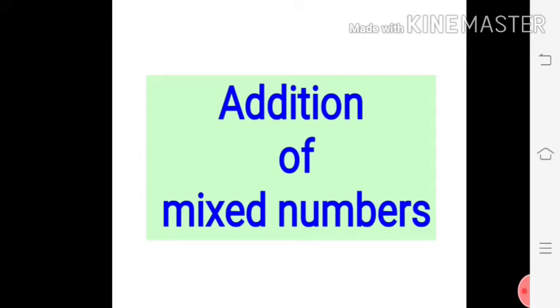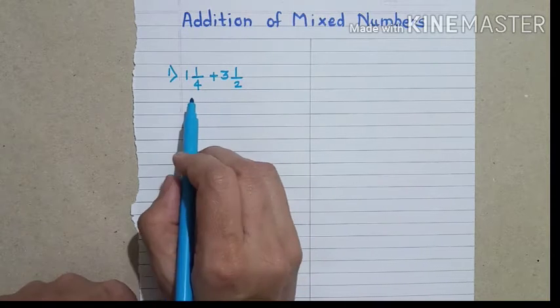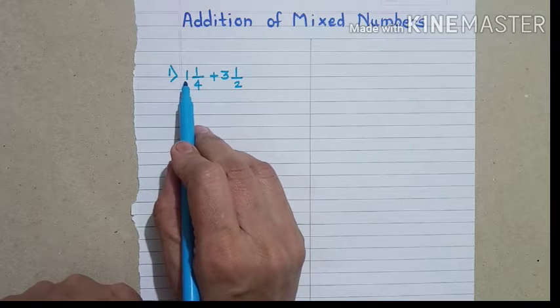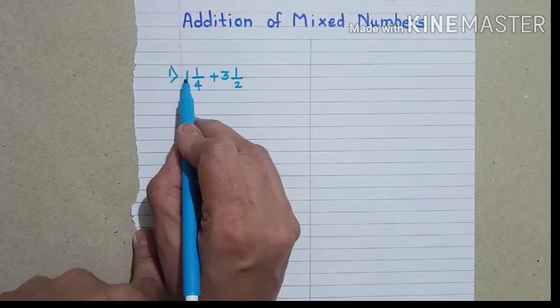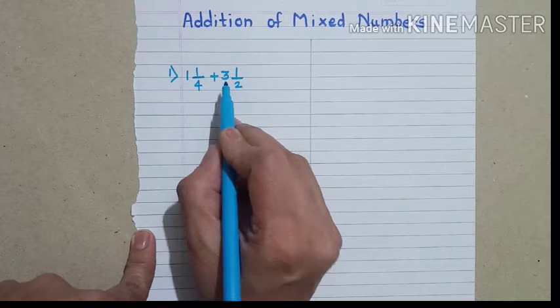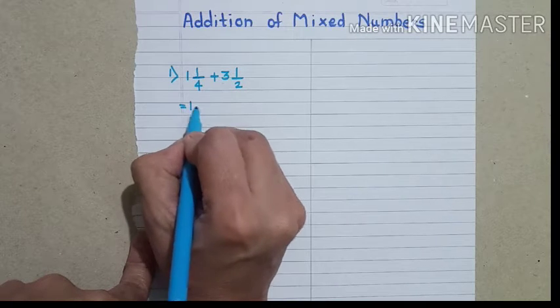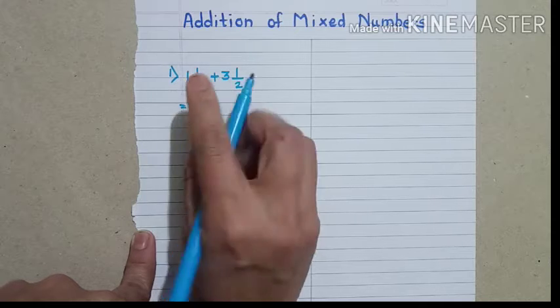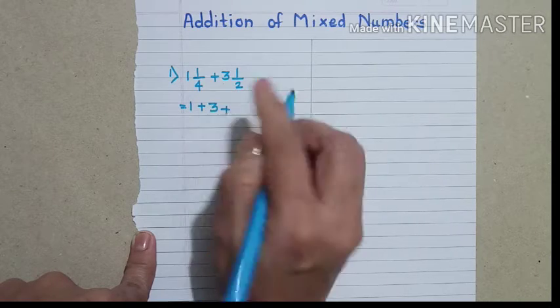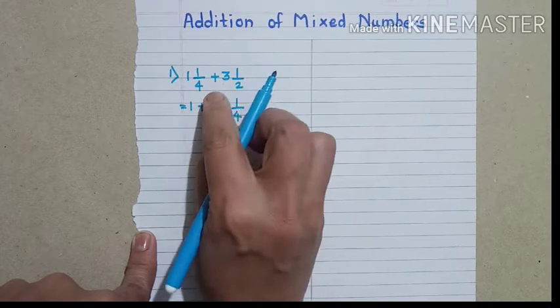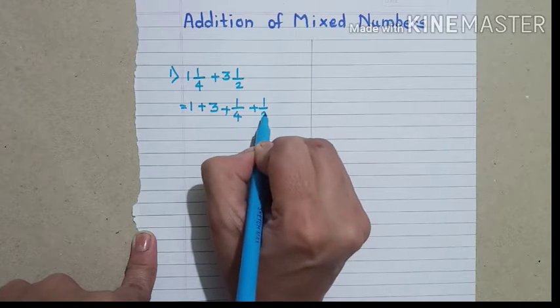Today, first we are going to learn the first mathematical operation, that is addition of mixed numbers. So try to understand it carefully. This is an example. We are going to add these two fractions, 1 integer 1 upon 4 plus 3 integer 1 upon 2. Here in this fraction 1 is the natural number and in this fraction 3 is the natural number. So we are going to add these numbers first. So 1 plus 3, this natural number and this natural number. Then write this 1 upon 4 fraction. Then write this fraction. So plus 1 upon 2.